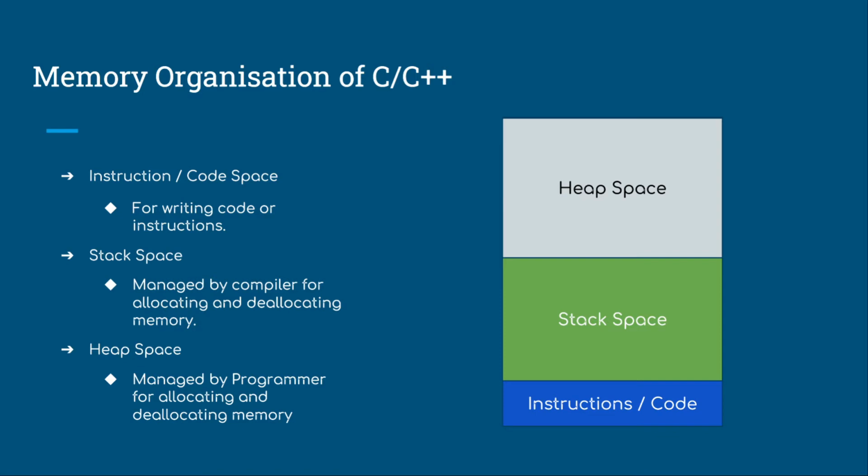So let's do a quick recap of this. There are three spaces. One is the instructions and code space, where we can write the code or the instruction set to perform certain operations, and then the stack space, which is managed by the compiler for allocating and deallocating the memory, and another one is heap space, which is actually managed by the programmer itself for allocating and deallocating the memory.